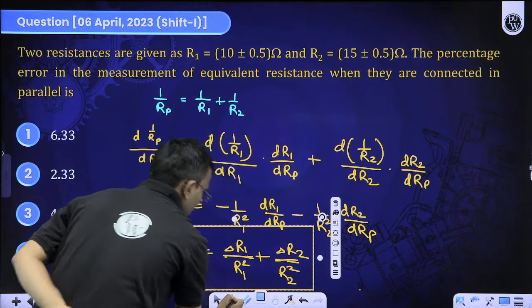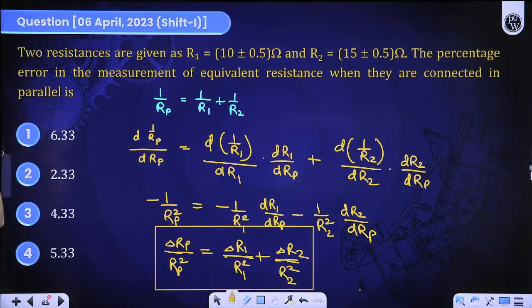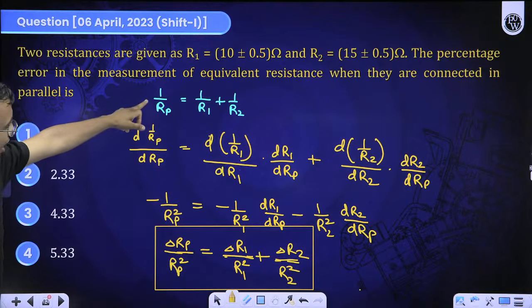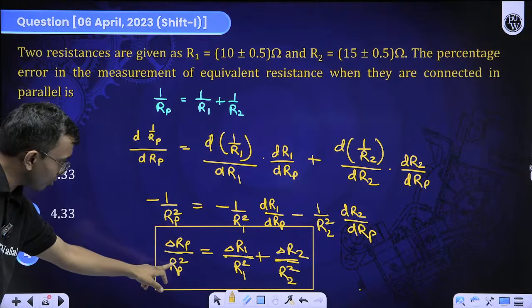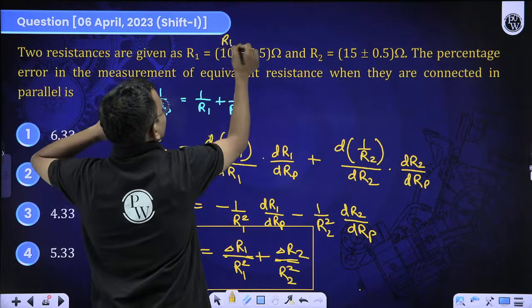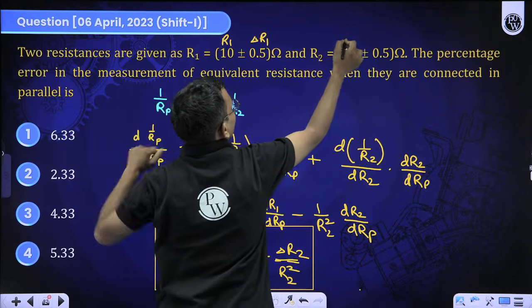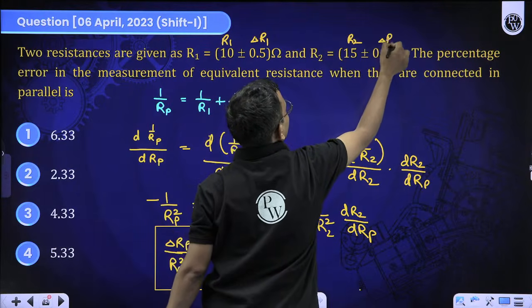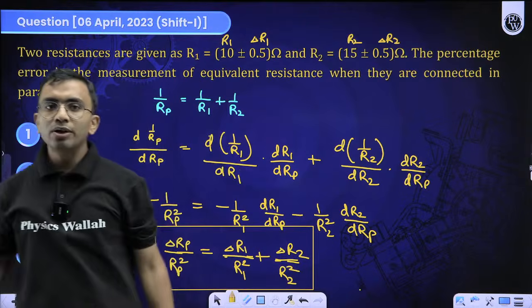Yes, you got the relation. Now you just have to put the values and do the calculations. First, you can find R parallel by using this relation. You can put R parallel here. This is my R1, this is my delta R1, this is my R2, this is my delta R2. Now put the values and do the calculations.